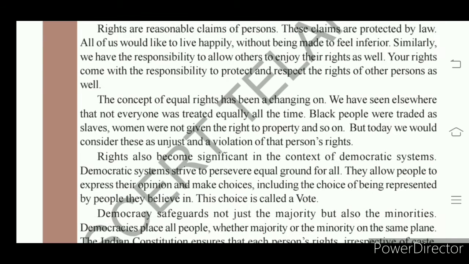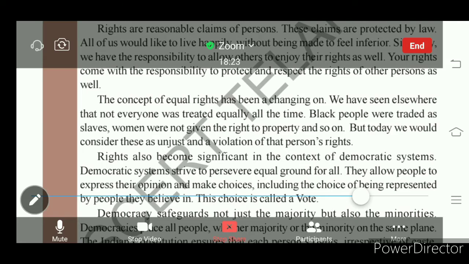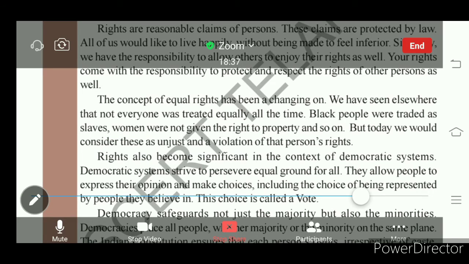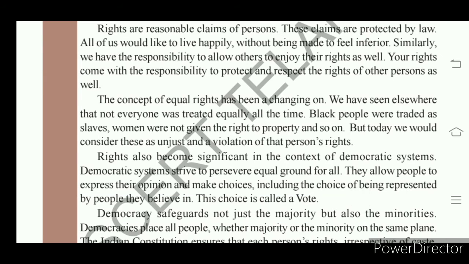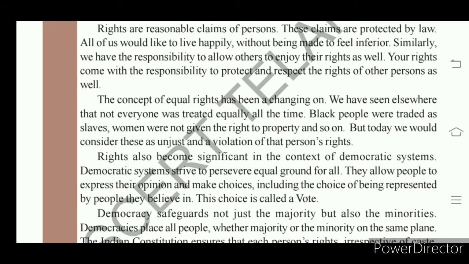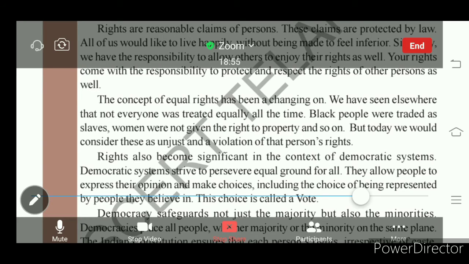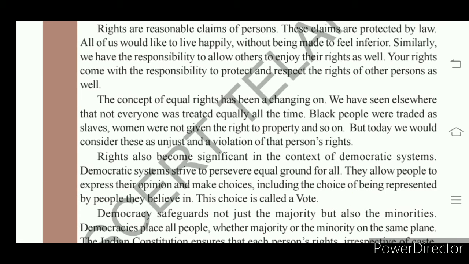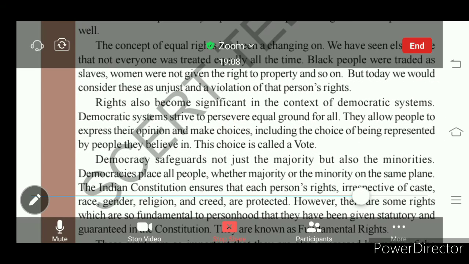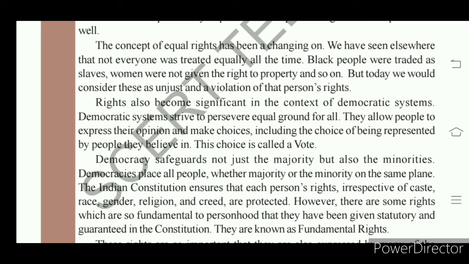Rights also become significant in the concept of the democratic system. Democracy is a government where everybody enjoys their development and equal status. So democracy is the best form of government we have seen. Democratic systems strive to preserve, that means to protect, equal ground for all. In democracy only we find that it is struggling to provide equality for all. We do not find any struggle for equality for all other than in the democratic system.